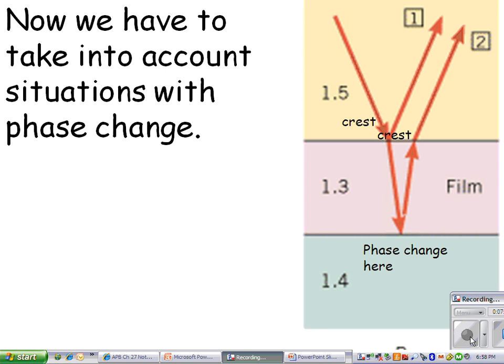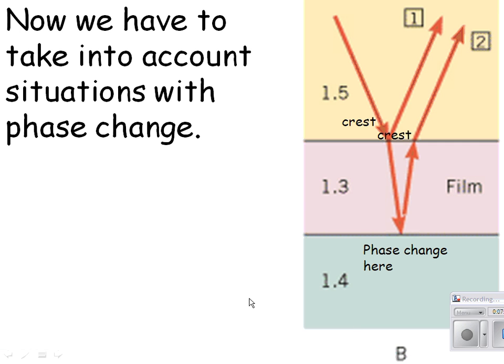Now let's take into account some situations that actually have a phase change. So here's one. We go 1.5, 1.3 to 1.4. Now what you have here is no phase change, so you'll see a crest come in, a crest will come out. Here though, you'll have a phase change. This is where you have a lower index of refraction sandwiched in between two higher indexes of refraction. So this is the pattern you'll see for that situation.